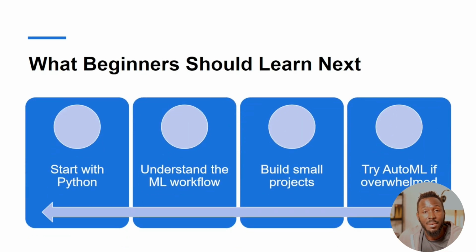What you should do is start learning Python, because a lot of Python syntax is used when you're coding and building these models. Then understand the ML workflow. I've given you a brief overview, remember that cycle from data collection all the way to deployment. That's part of the workflow. Then build small projects, and try AutoML if you feel overwhelmed. AutoML is a simpler way to build models without coding. If you don't like to code but still want to build models to help you predict something, use AutoML under Google GCP. It's a no-code platform for building and training models.